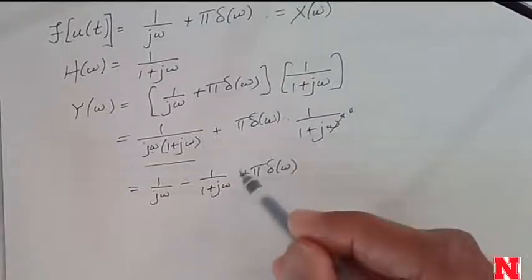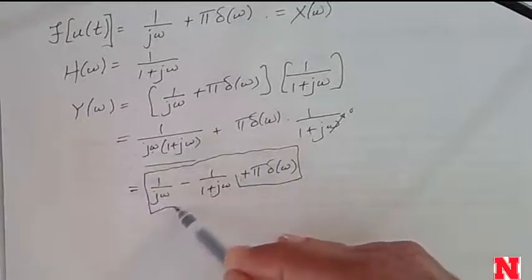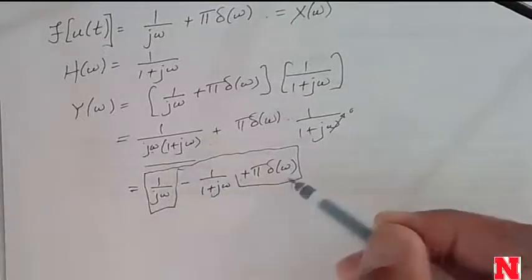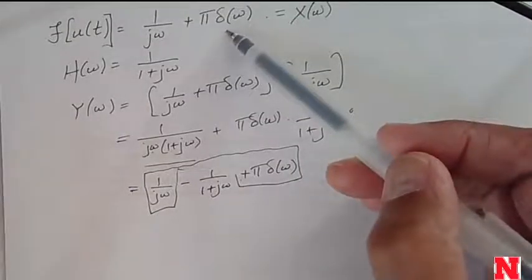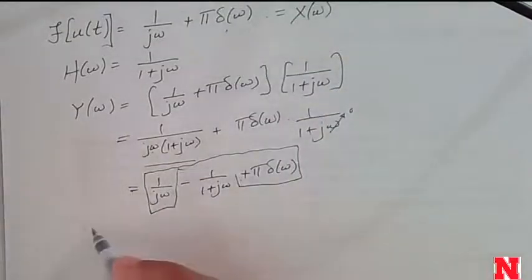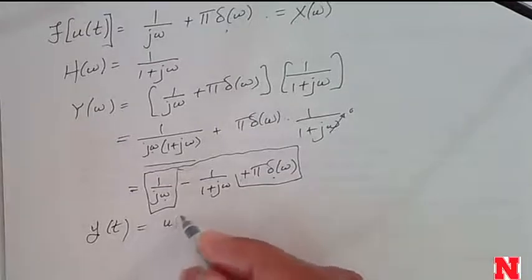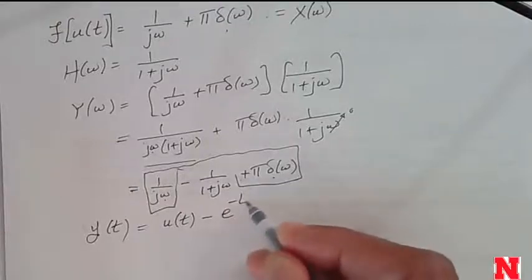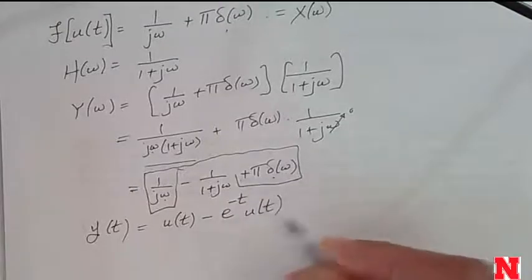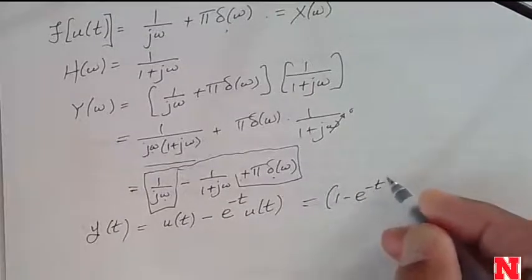But these two terms, that's just the Fourier transform of the unit step. So when I look at y of t, I take the inverse transform of this. These two terms give me u of t, and this term is e to the minus t u of t. Or I can put these together, and that's 1 minus e to the minus t, times u of t.